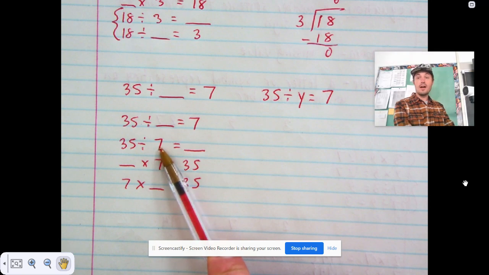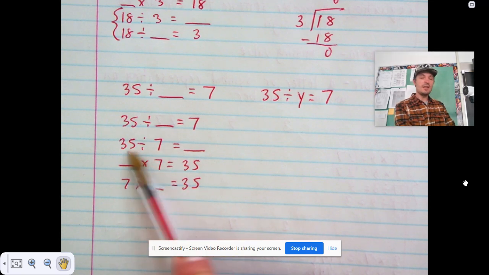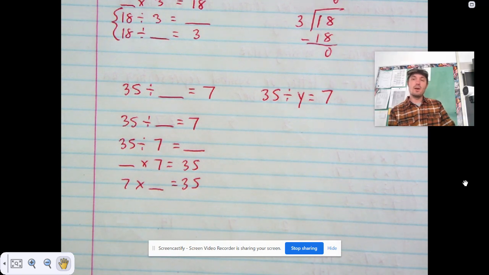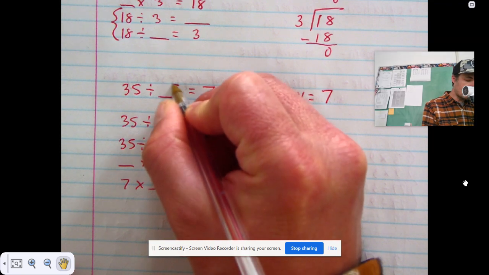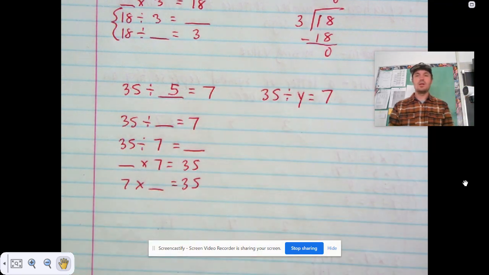So I just have to find out how many times 7 can fit evenly into 35. And I can use my times tables to do that. What times 7 equals 35? If I know my times tables, I know 7 times 5 equals 35. So 35 divided by 7 equals 5.